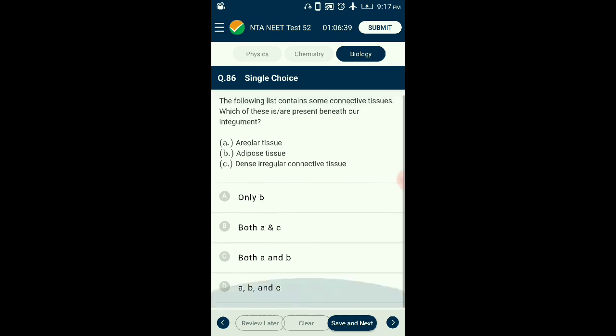So the answer is option D. From the given, there are three parts given. All the three parts are present beneath our integument.